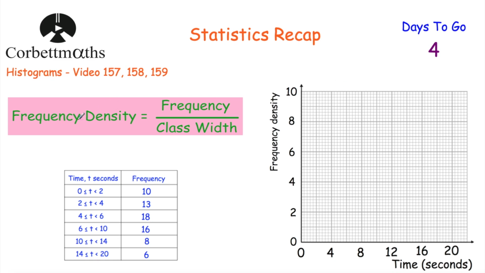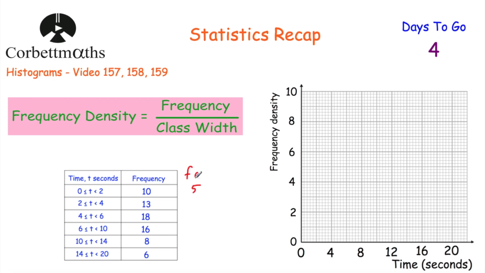And to draw a histogram, we're going to need to know that frequency density is equal to the frequency divided by the class width. So for each of these categories, we would take the frequency, which is 10, and divide it by how wide the class is. So in this case, this class is 2 wide. From 0 to 2 is 2 wide. So we do 10 divided by 2, and that's equal to 5.